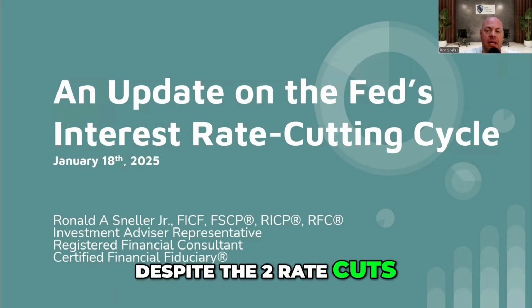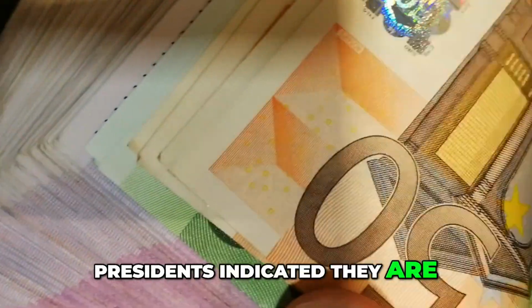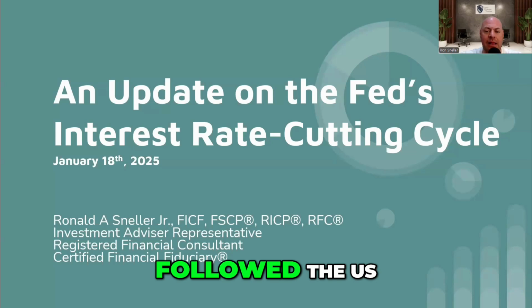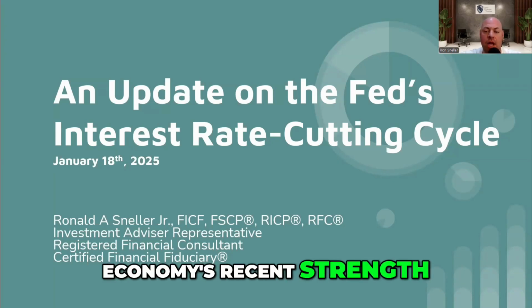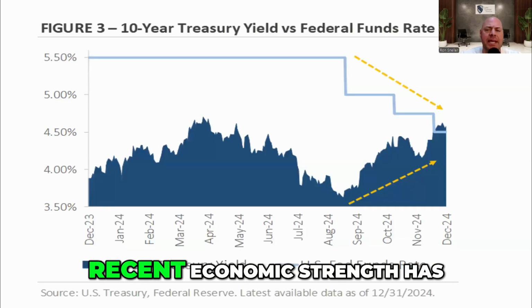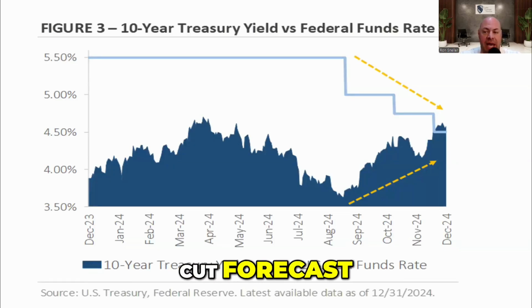Despite the 2 rate cuts, Fed Chair Jerome Powell and the other Fed presidents indicated they are not in a hurry to cut rates further. This change in tone followed the U.S. economy's recent strength, which has caused the Fed to re-examine the need for additional rate cuts. Recent economic strength has also led the market to reevaluate its rate cut forecast.